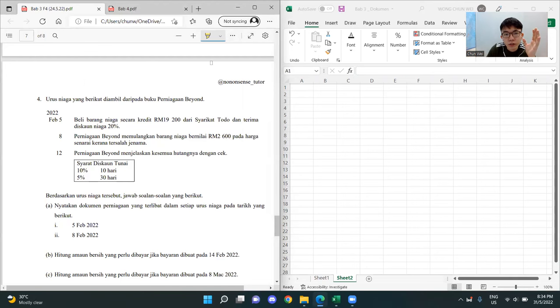discount. So there are two discounts: the discount niaga and the discount tunai. All right, so there are two discounts that you have to know. And for discount niaga, it is untuk menggalakkan pembelian secara pukal, meaning we want the customer to buy more items. More barang niaga, more stock. Therefore, we give them discount niaga.